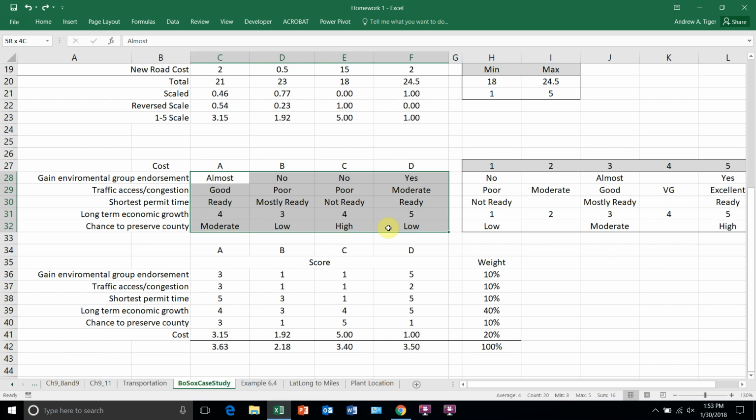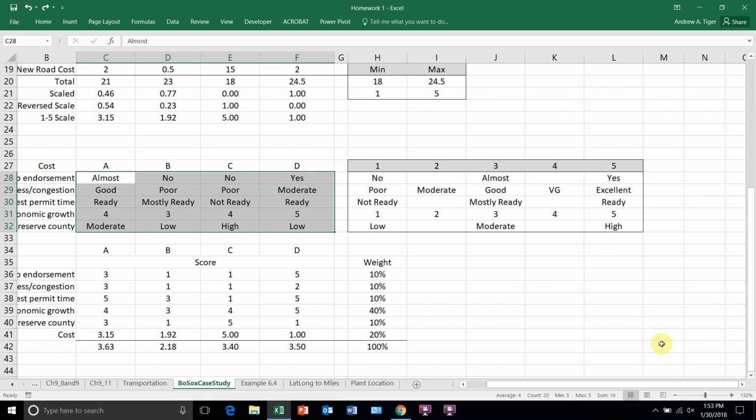Now the rest of this is what the data was given. We know almost, no, no, and yes. So every one of these I had to put on a scale of 1 to 4. So over to the right, the very first one, no was a 1. I only have 3 choices, no, almost, and yes. So I just put no there, almost in the middle, and yes.